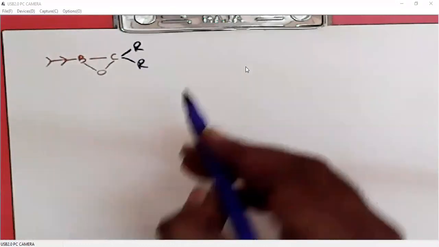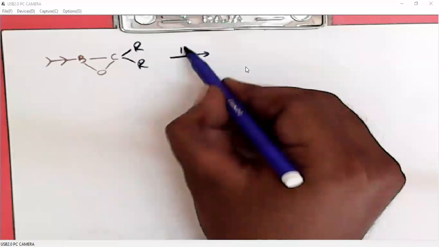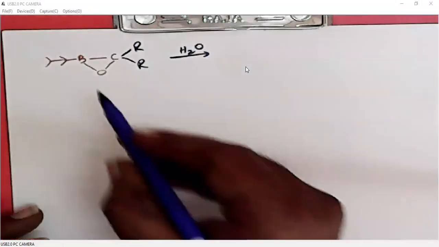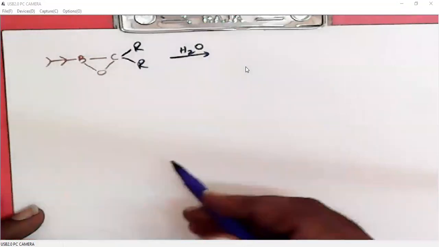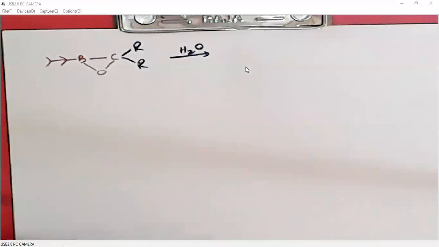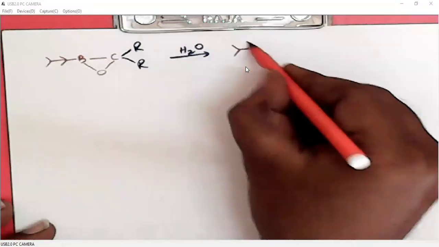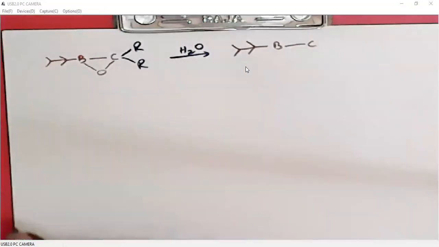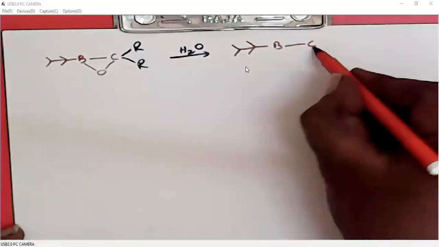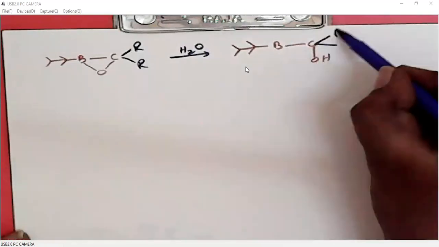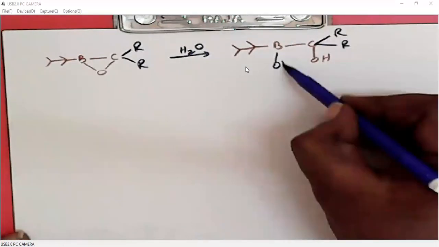Then we are adding water. So when we add water, the three-membered ring will break down. OH will add to boron, H will add to oxygen. So the three-membered ring will break down when we add water. So it generates OH here, R, similarly OH here.